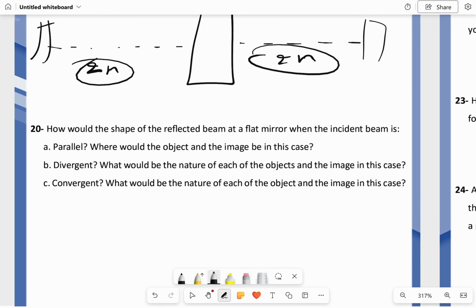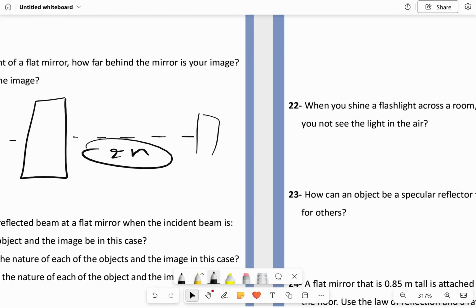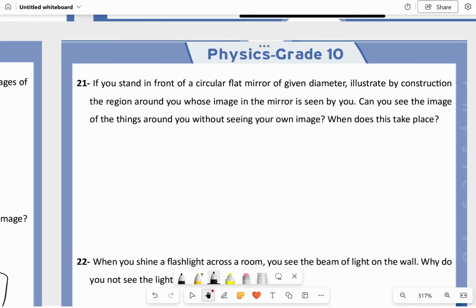What would be the shape of the reflected beam at a flat mirror when the incident beam is parallel? If the light rays are coming in parallel, they're going to be reflected parallel too. If the light rays are divergent, they're going to be spreading out. If they're convergent, they're going to be crossing at one point. I think that's it.